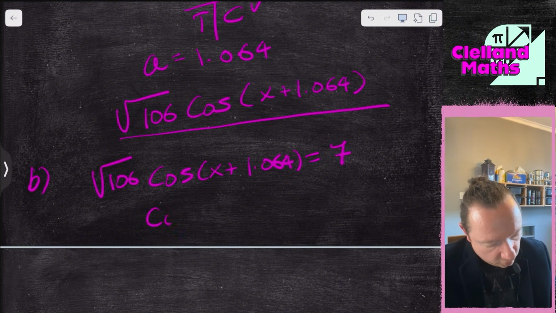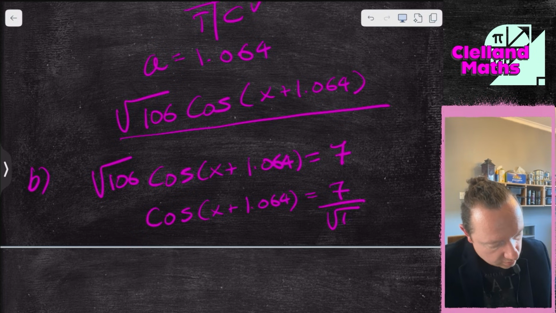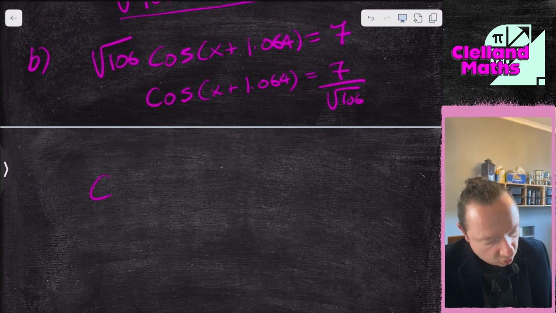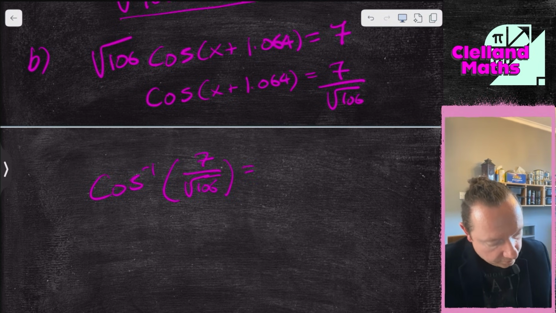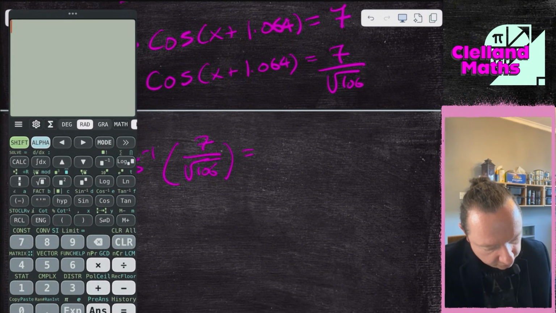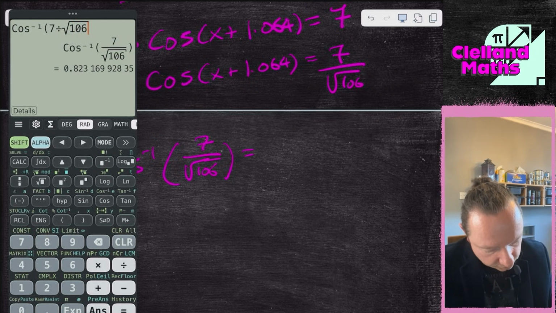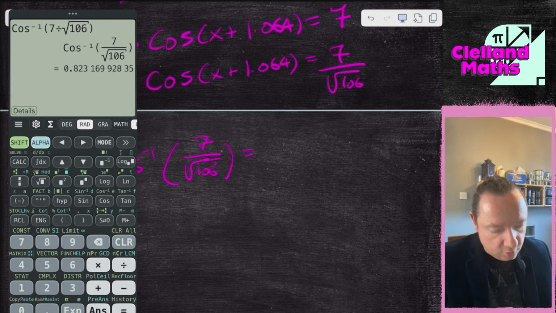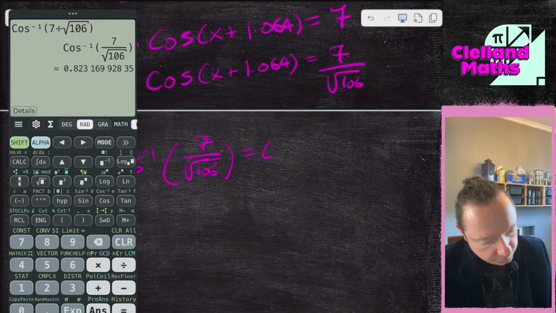So divide by the root 106. And now do my inverse cos of 7 over root 106, as if it just says x, really. So again, make sure my calculator's in radians. Shift cos 7 over root 106 is 0.823.